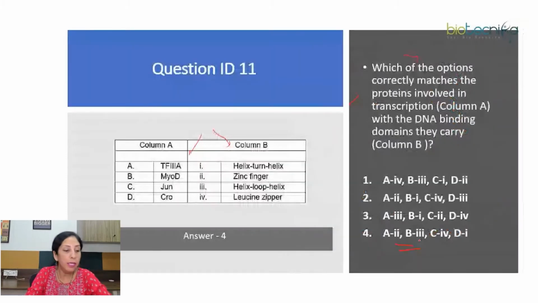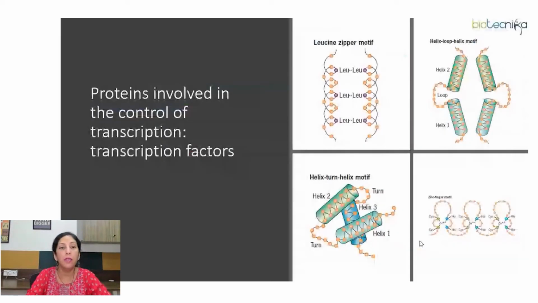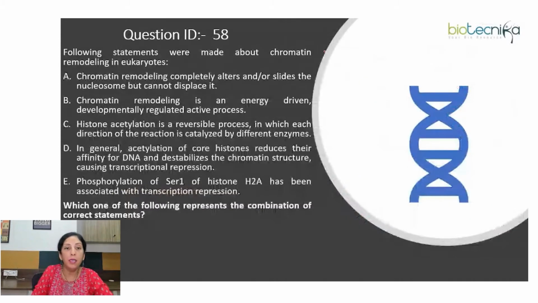Okay, so now let us move to our next question and find out what we have there. Question ID 58. The following statements were made about chromatin remodeling in eukaryotes. Okay, so this is about chromatin remodeling, and this question has been picked up from the topic transcription. Chromatin remodeling completely alters and or slices the nucleosome but cannot displace it. So you have various statements which have been given, and we have been asked which one of the following represents the combination of the correct statements.